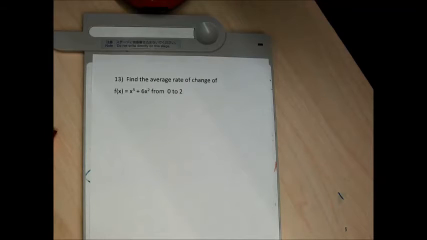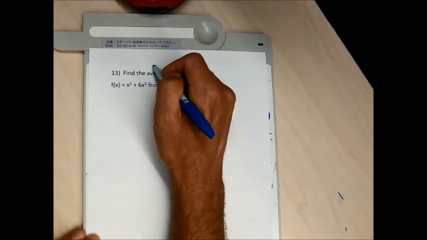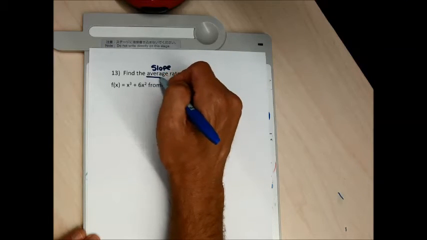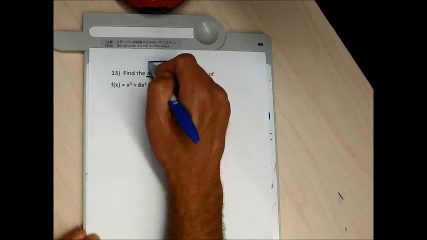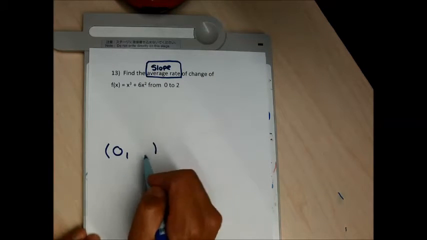Problem 13 wants me to find an average rate of change. If you take brief calculus or regular calculus, you're going to see it right at the beginning of class. An average rate of change is the slope of a line that connects 2 points. So when I'm asked to find the average rate of change, I'm really being asked to find the slope of a line that connects 2 points on the graph.